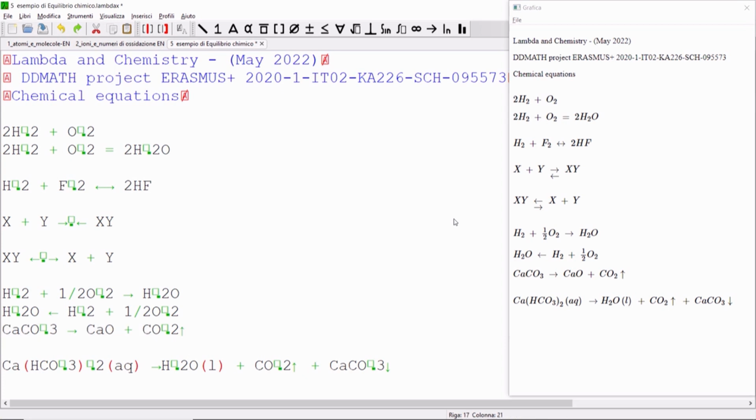Here now is a decomposition reaction, directed with precipitation of a solid. In this case a down arrow is inserted. Ca open round bracket HCO subscript 3 close round bracket subscript 2 open round bracket aq close round bracket, right arrow, H subscript 2 O open round bracket l close round bracket, plus, CO subscript 2 up arrow plus CaCO subscript 3 down arrow.